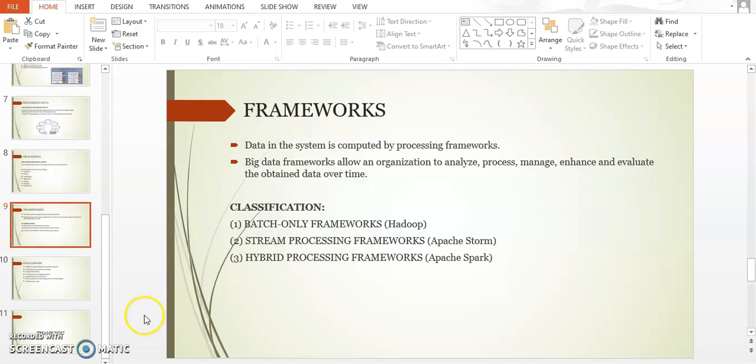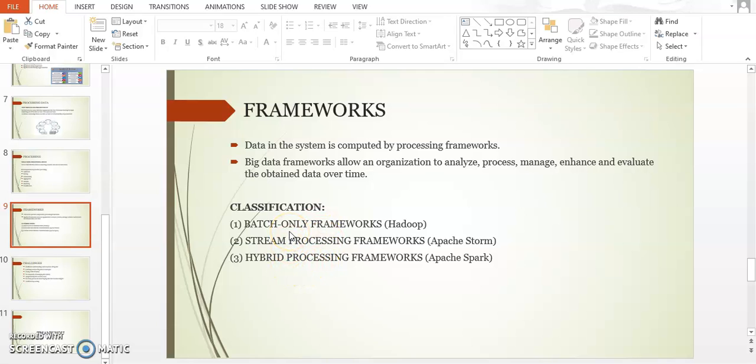Frameworks. Data in the system is computed by using processing frameworks. Frameworks are actually tool sets which allow us to provide cost-effective solutions while processing and analyzing big data. Frameworks can help us derive insights, and they also assist in decision making. Big data frameworks help organizations analyze, process, manage, and evaluate data over a period of time. Frameworks are classified into 3 types: batch only frameworks, stream processing frameworks, and hybrid processing frameworks.